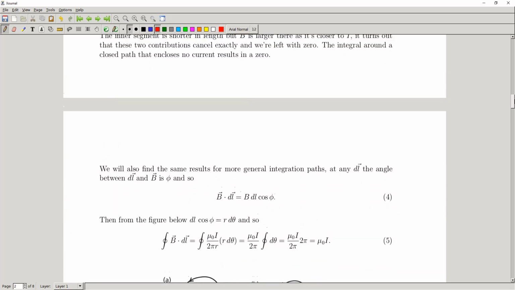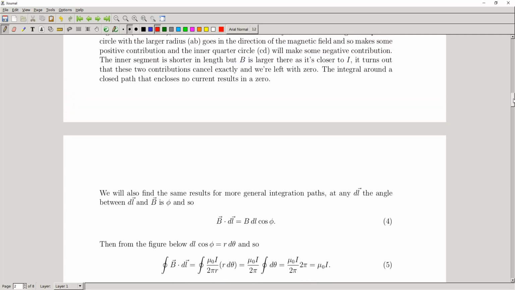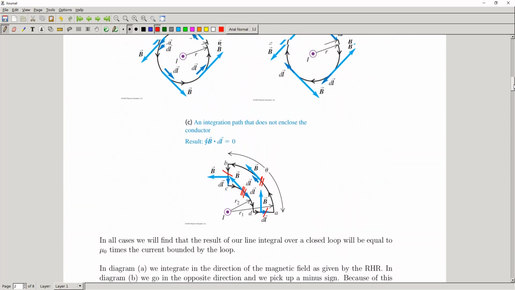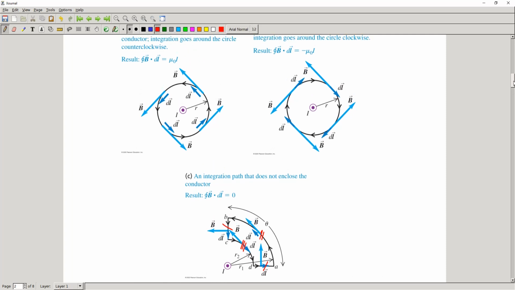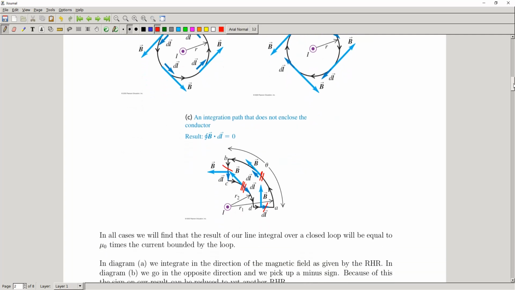Okay, so we did all this for a very specific shape of line integral, right? We're picking only circles, and in this case we picked two quarter circles and two lines that were very clearly going to give us 0, because the line segments are perpendicular to the magnetic field.